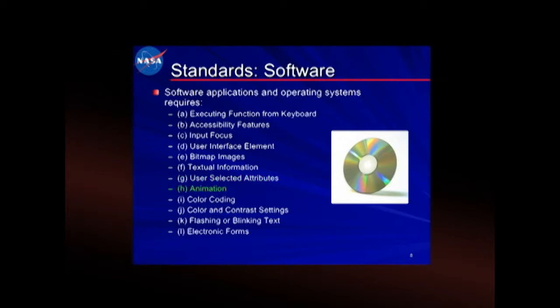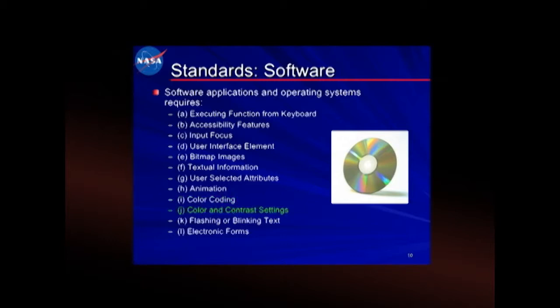Animation: there just needs to be an alternate mode. If you have animation in your software or application, you just want to make sure there's an alternate means of providing the information provided by the animation. Color coding can't be the sole means of providing information. A great example of that: let's say you have a form that you need to fill out and you have a green button and a red button. Just make sure there's some type of textual information associated with this, and you don't just say, press the green button to go forward.